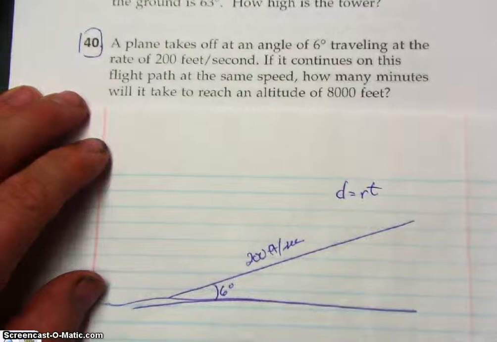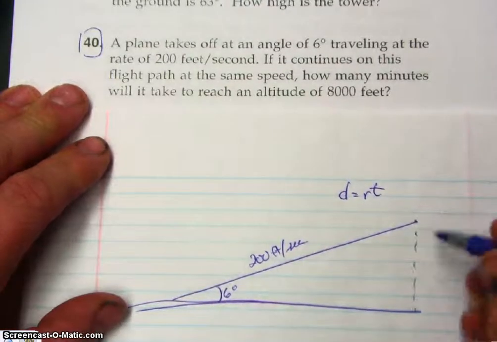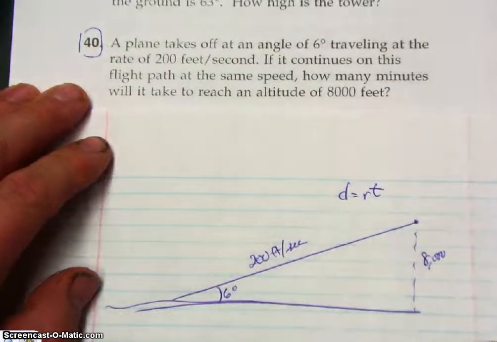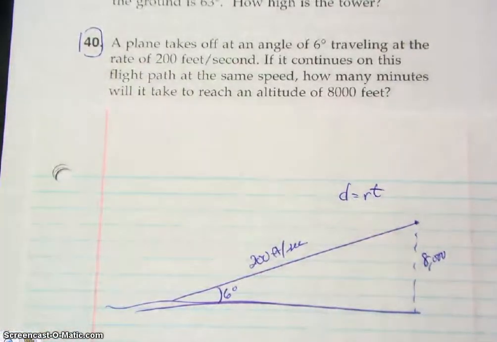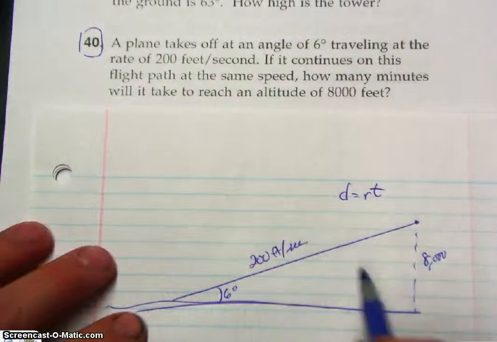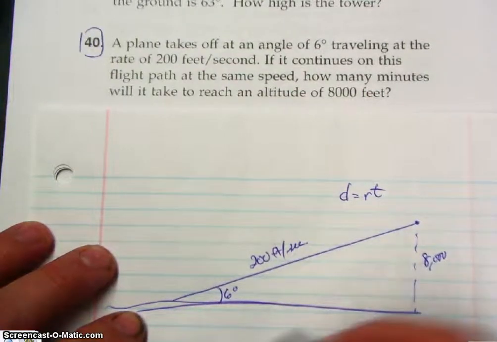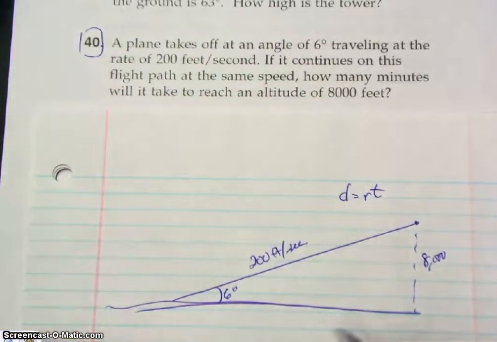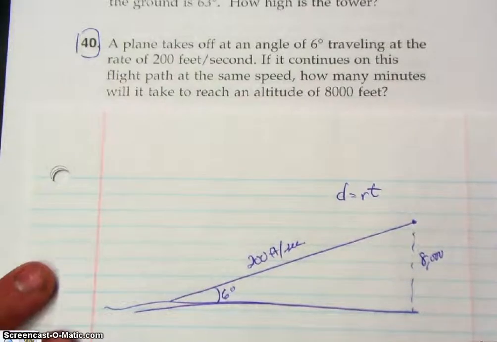If it continues on this flight path at the same speed, how many minutes will it take to reach an altitude of 8,000 feet? So they want to know how long it is going to take to get here. If I make this a smaller triangle, this is 200 feet, and this right here is just in 1 second. I want to know how high I am in 1 second.